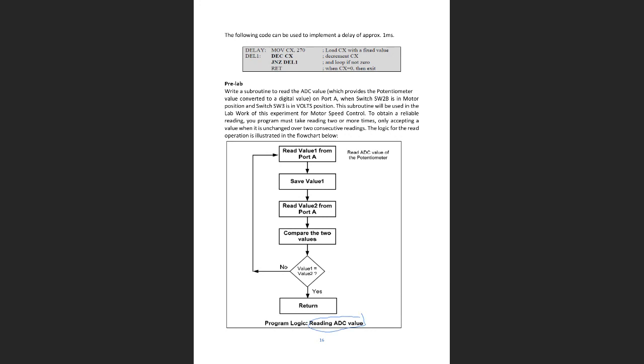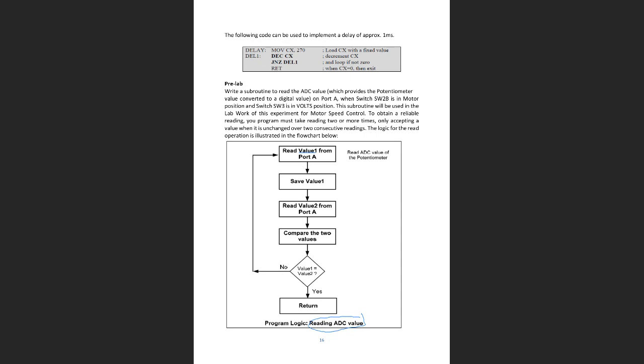What is the algorithm? You know it. First of all, read a data. For example, value 1, and if it is connected to port A, it doesn't matter. For example, this potentiometer's analog to digital converter output is connected to port A. Read port A, and this value is value 1. Save it.